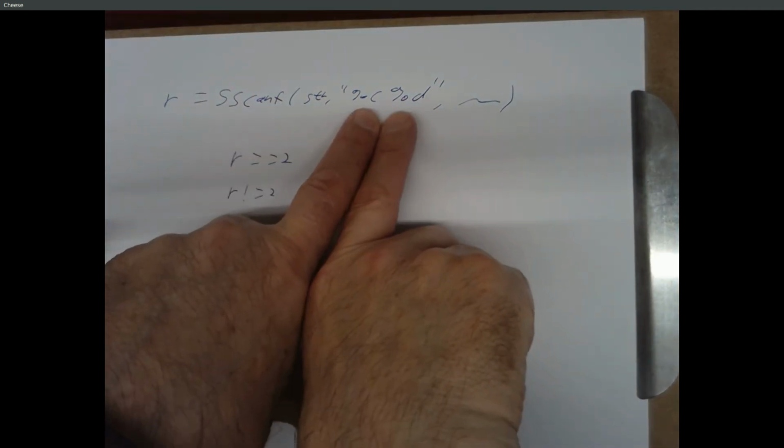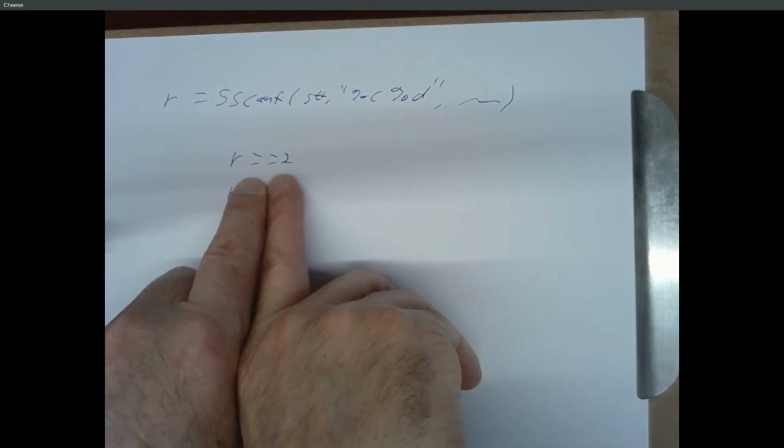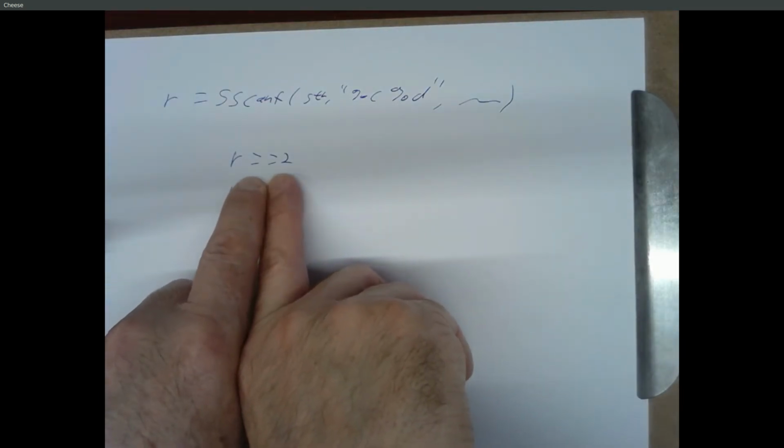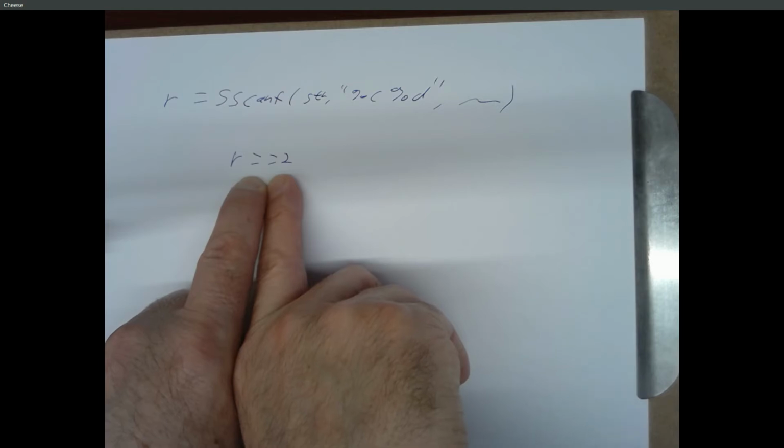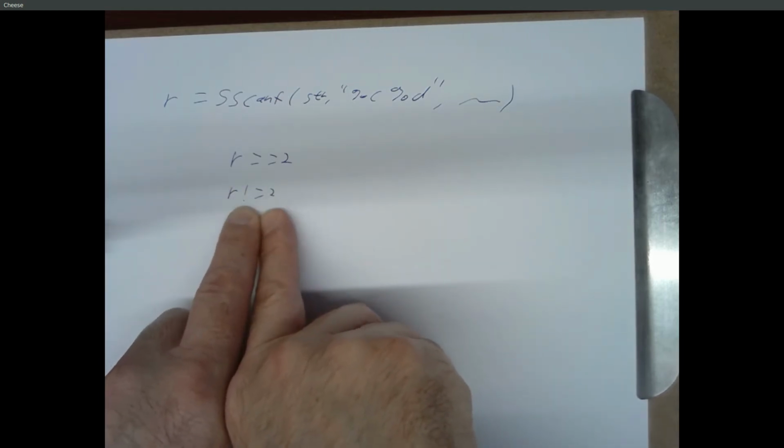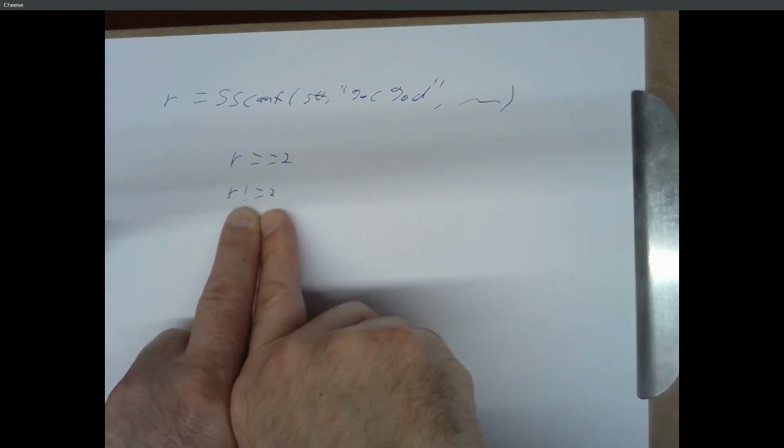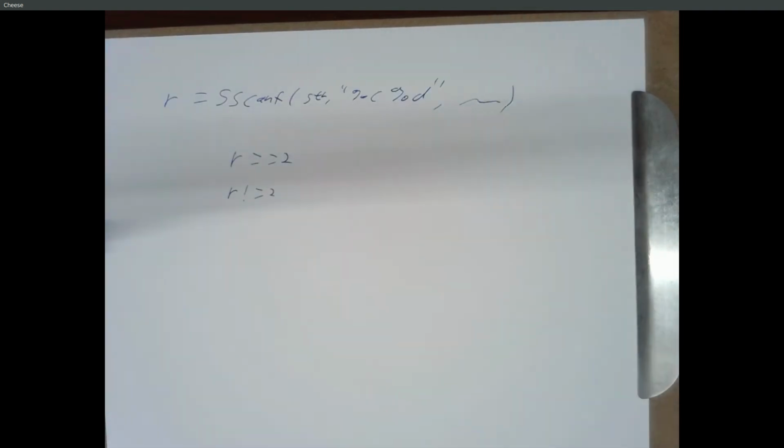So if you're trying to scan two things and want to know did I scan two things, ask did scanf return 2. If you want to know did it not scan two things, ask did scanf return something not equal to 2. Right? If you do that, you won't go wrong.